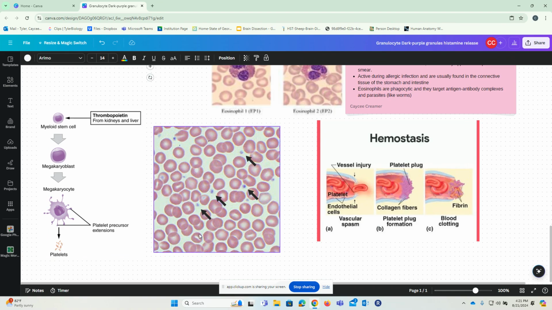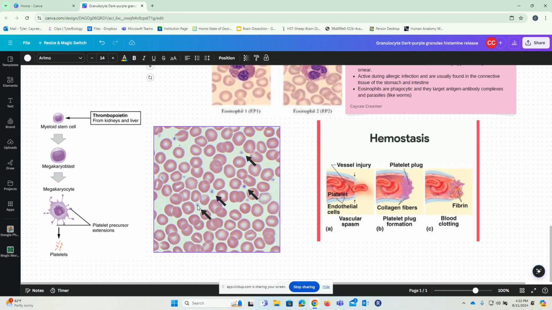Here we can see a picture of a blood smear. What you're seeing mostly are these red blood cells. Remember, they're really thin in the middle, which is why they kind of look like pink donuts. But the arrows in this image are pointing to these small, purple, sometimes gray in color, cell fragments. These cell fragments are platelets, and they contain chemicals like ADP and serotonin, other chemicals that aid in blood clotting.